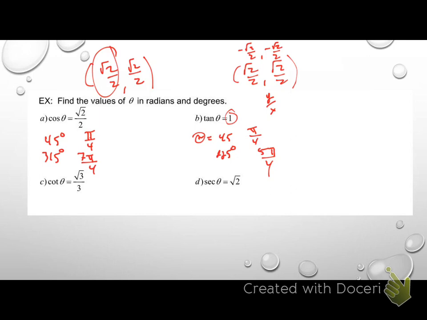Okay, cotangent of theta is radical 3 over 3. Well, cotangent I don't have on the unit circle, but tangent we do. So that means tangent theta must have been 3 over radical 3. If I rationalize that, this tells me that tangent must have been radical 3.